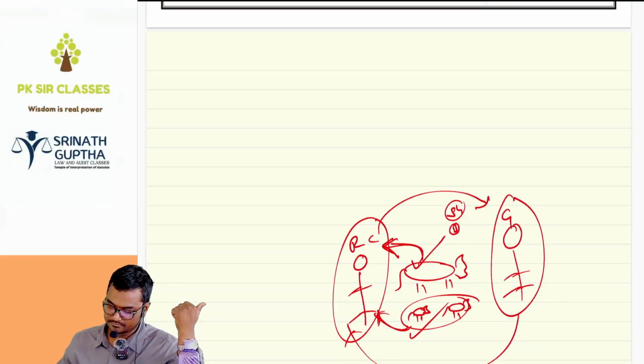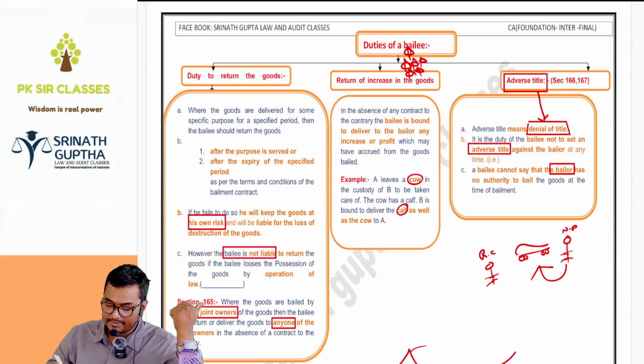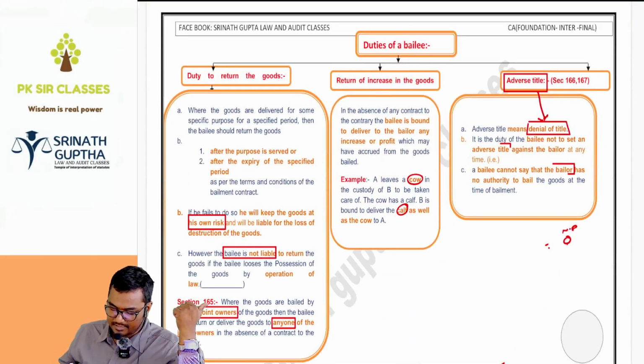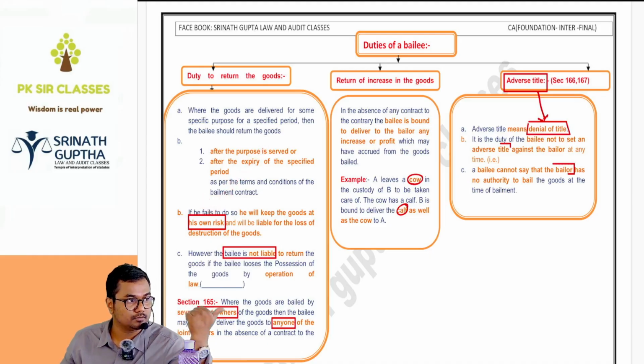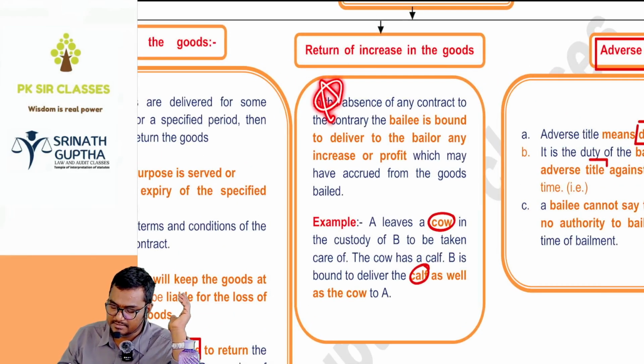Next one. Duties of the Bailee. What are the duties of the Bailee? First duty, duty to return the goods. Once bailment is completed, you have to return the goods to the Bailor. If you don't return the goods to the Bailor, you are keeping the goods at your own risk, and you have to compensate the Bailor.